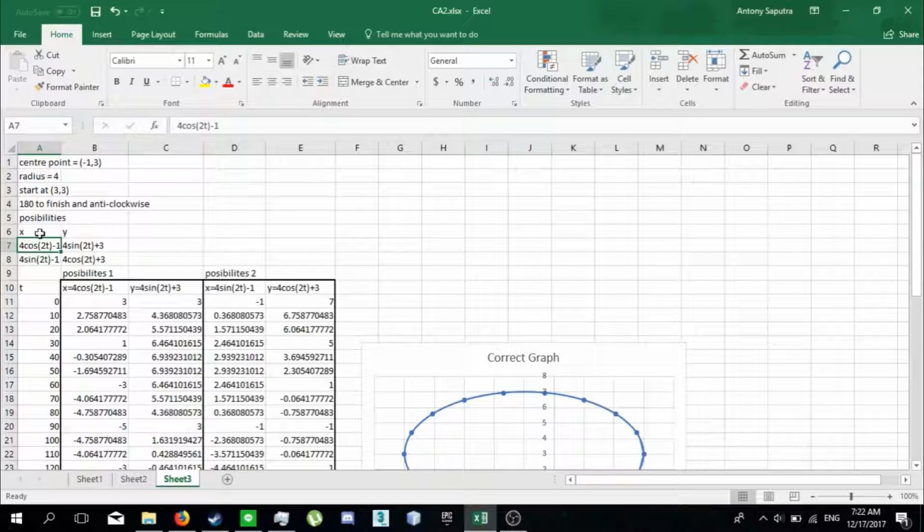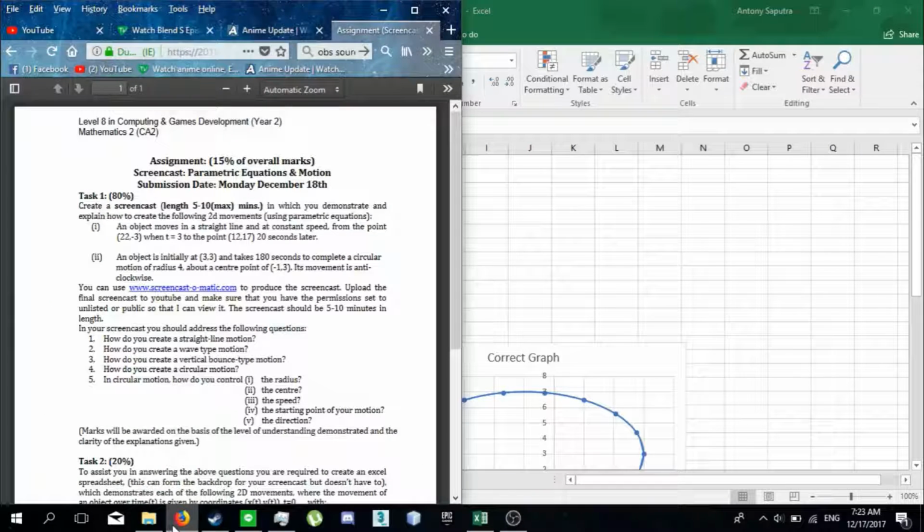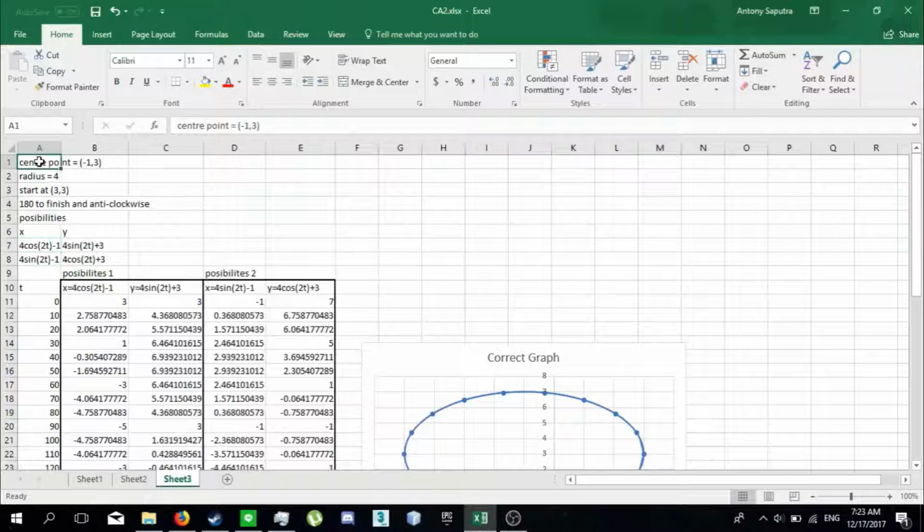So the radius is the number times the sin or cos, and then the next is the center point. How do you control the center point? It is cos plus something or minus something. If you want the center to be minus 1, 3, then you minus 1 for x and plus 3 for y. That's how you get the center point. If you want minus 1 and minus 2, you can minus 1 for x and then minus 2 for y. That's how you get the center point.